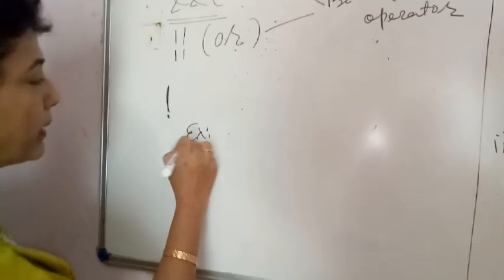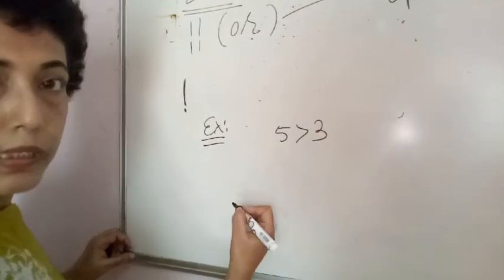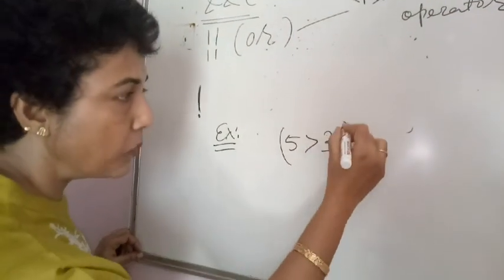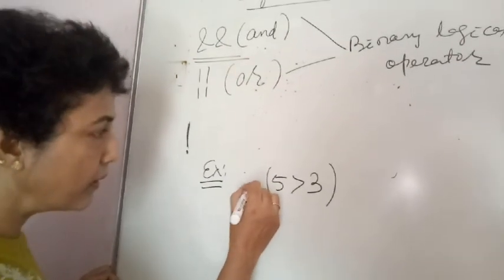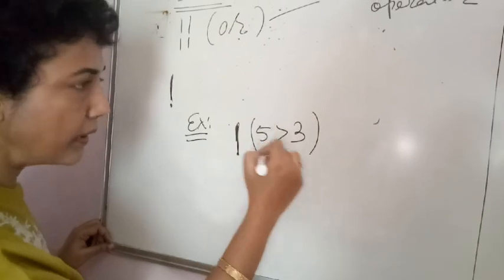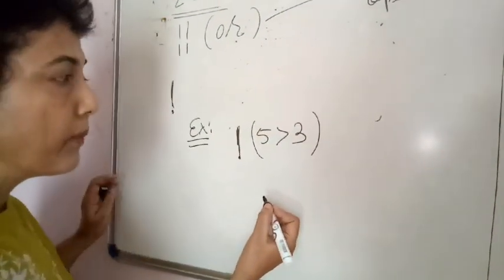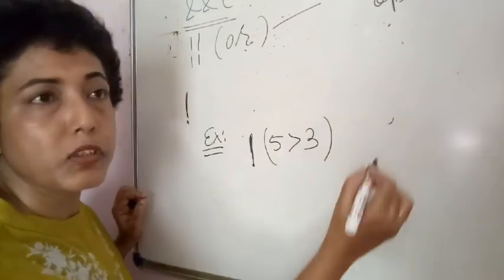Example, let us say 5 greater than 3. This is a relational expression. If I am using the NOT logical operator, then this is how I have to write it. First comes the NOT logical operator. Inside the parenthesis, I have to write 5 greater than 3. And then this becomes a logical expression.